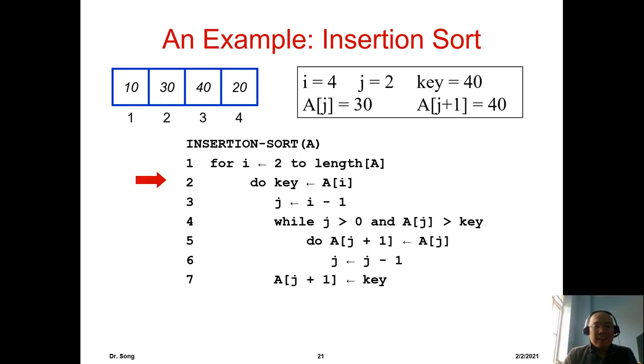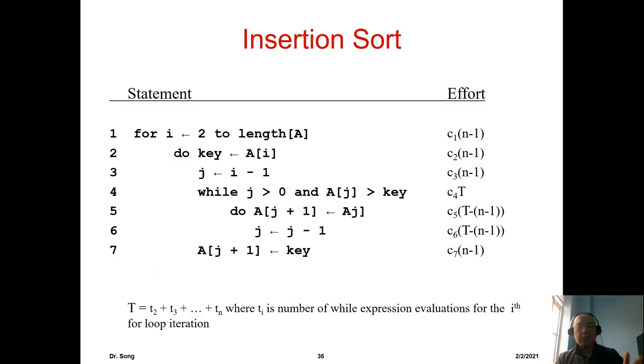Okay, and then eventually we do the 20, and for the 20 we do have to check the condition, line 4, and then we have to shift some values onto the right side, and eventually we do the insertion. So okay, this is the process.